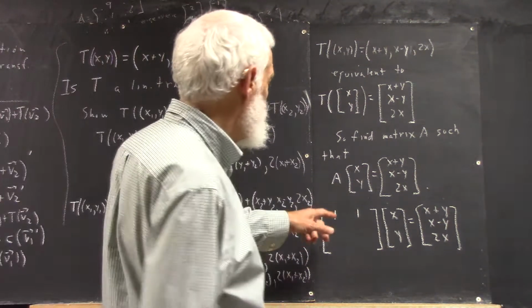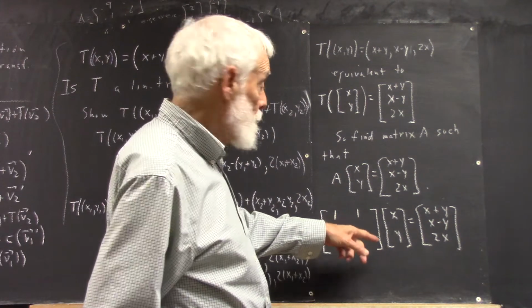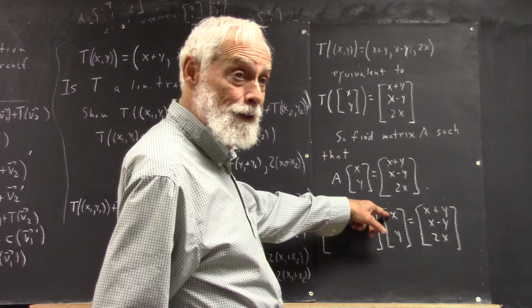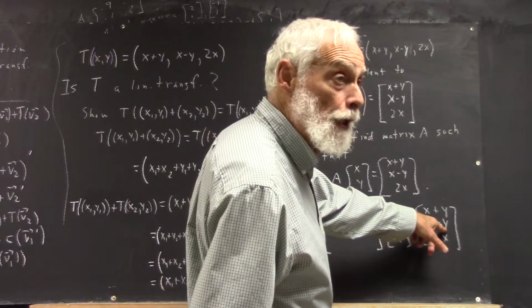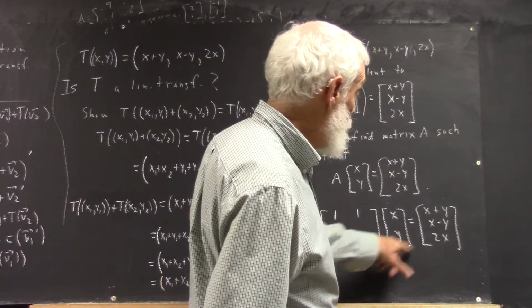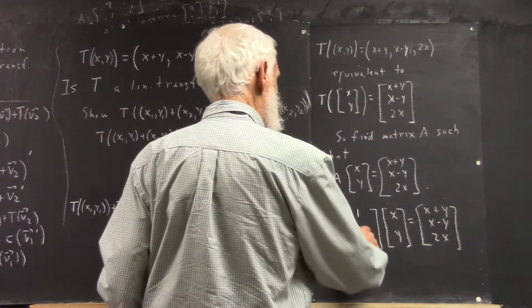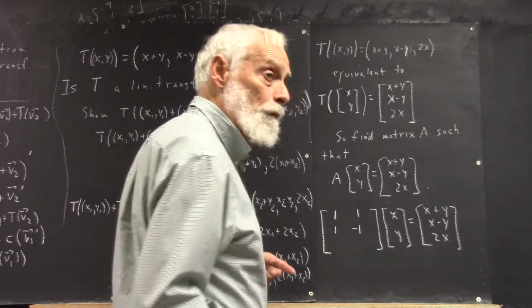So what do we need in the second row? Well, we need an X. So we're gonna need a one here. We need a negative Y. What do we multiply by Y to get a negative Y? Well, obviously negative one. Okay?